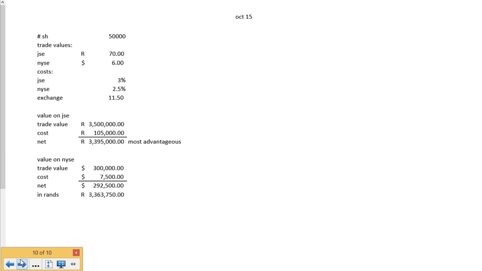So they said to you that you have 50,000 shares they're trading in New York Stock Exchange and in South Africa Stock Exchange. And they said transaction costs are 3% and 2.5%. I went and worked out the numbers times the 5 million. But actually what you could have just said is in South Africa, it's 70 Rand. And I pay a 3% transaction. So it's 97% of 70, which is in rands for one share in South Africa. The price is 70 Rand times 97% is 68 Rand. Okay, so that's on the JSE.